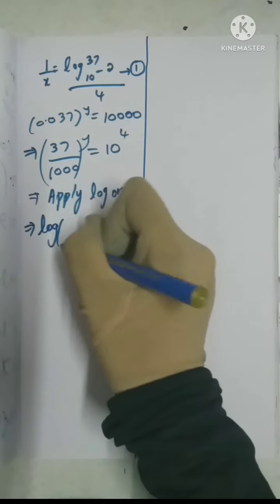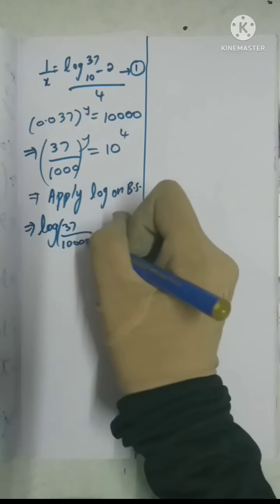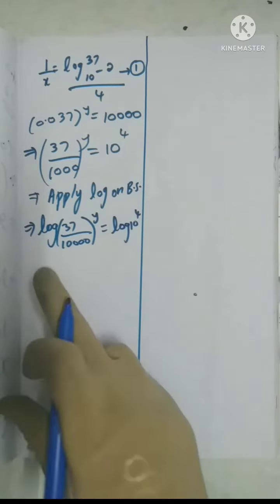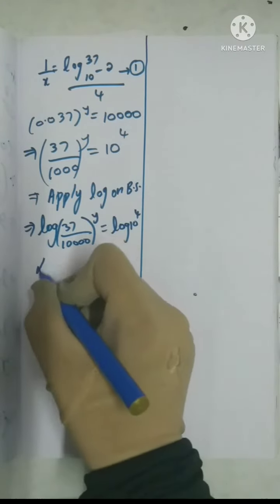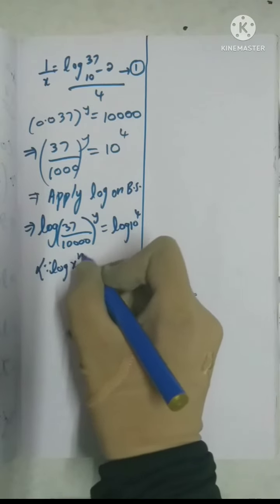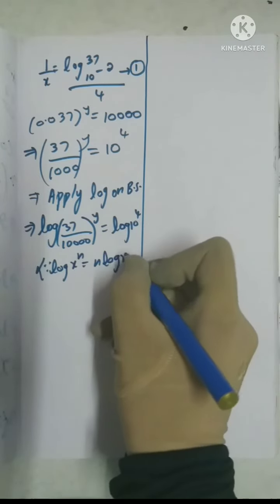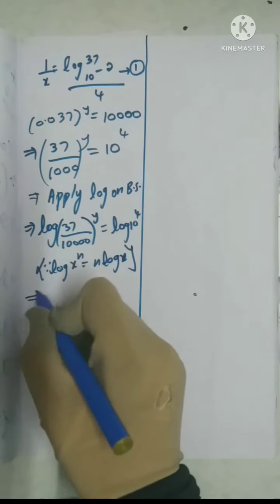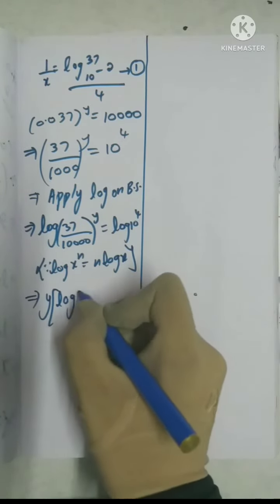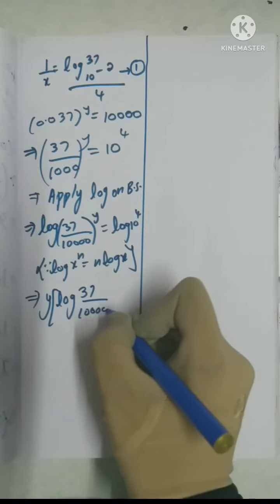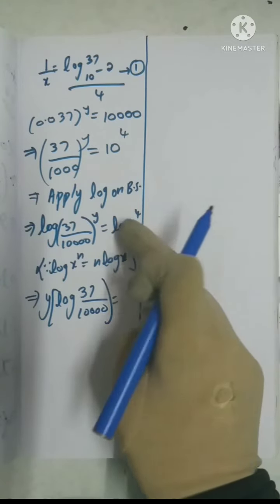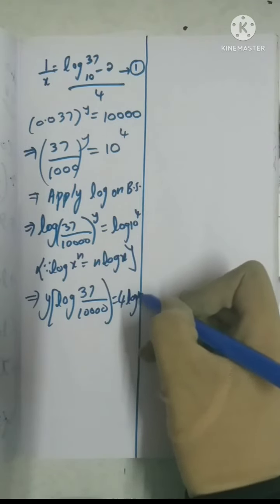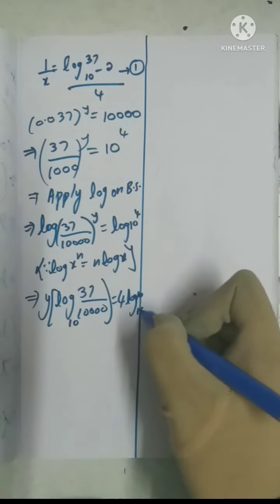So it becomes log of 37 by 1000 to the power y is equal to log 10 power 4. Again, it is a form of log x power n. What is log x power n? It is n log x. What is n here? y. And x is 37 by 1000. So y into log 37 by 1000 is equal to 4 log 10. Now apply base 10 on both sides.